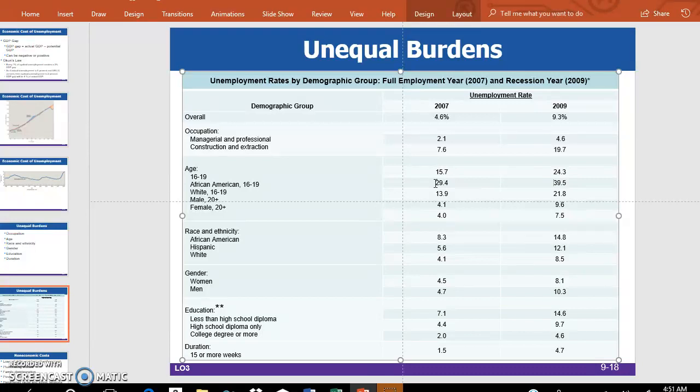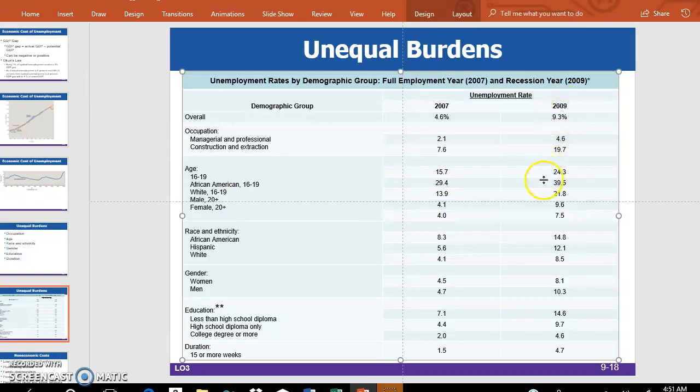See, so within the same age group we are looking at different race, right? Male more than 20, so this is across gender. Unemployment rate was male is 4.1. See, almost national average. Female almost national average.